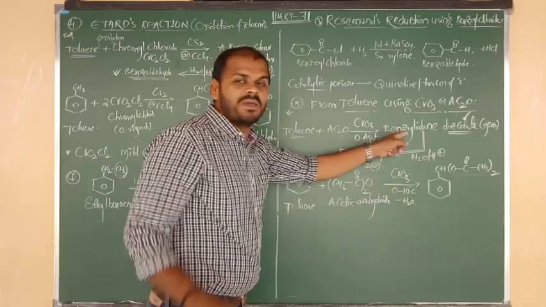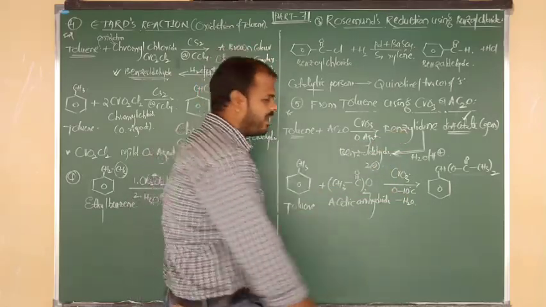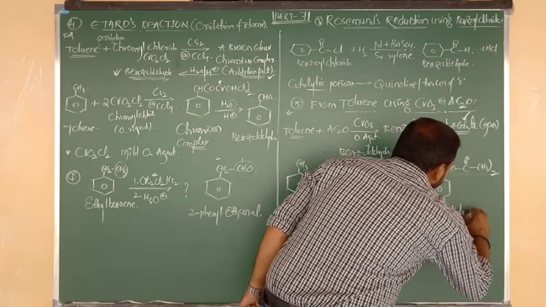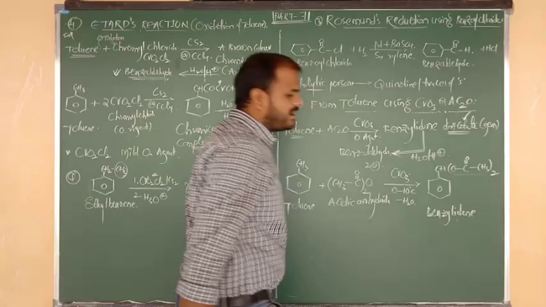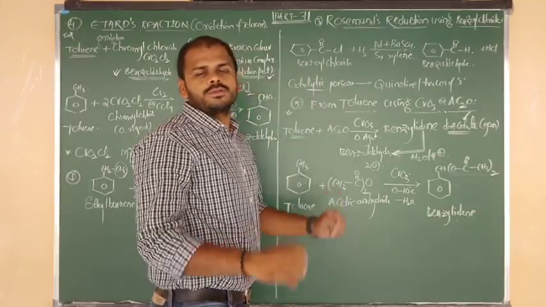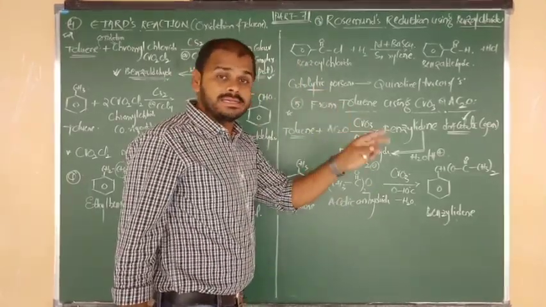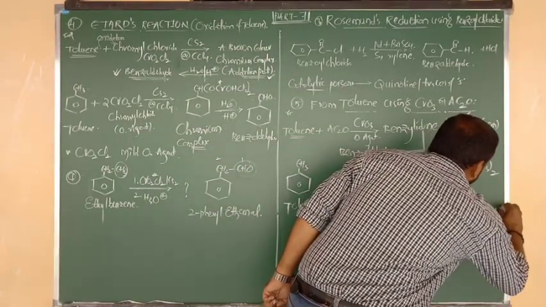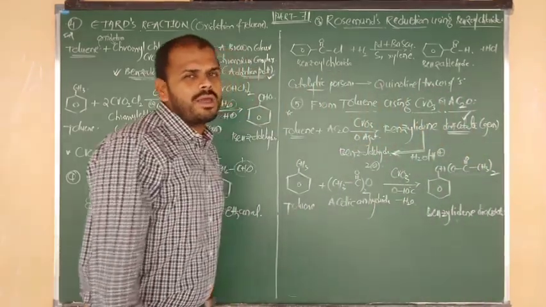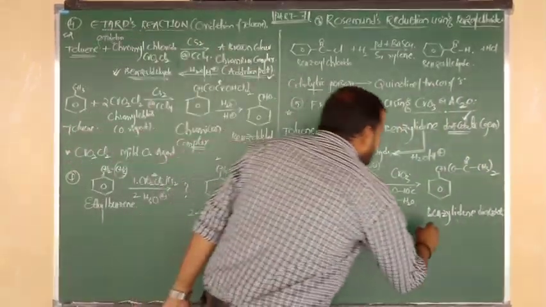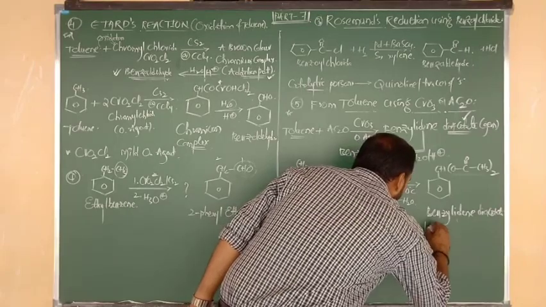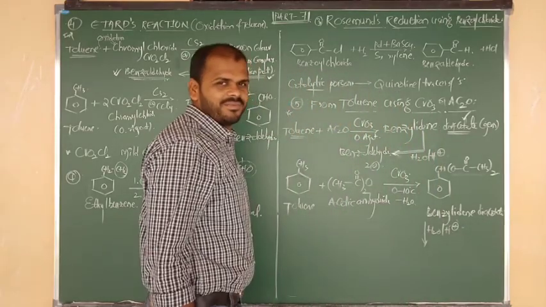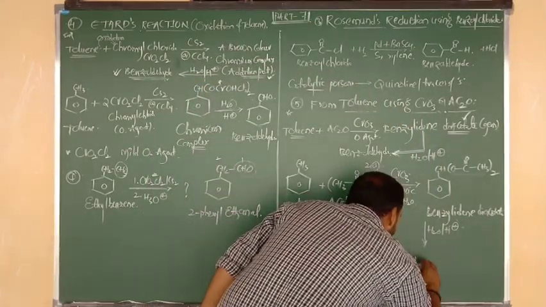What do we call the gem compound? We call it benzylidene, alkylidene, right? So what is the name of this intermediate? Benzylidene acetate, and also we can say benzylidene diacetate. No problem. This is benzylidene acetate or benzylidene diacetate, which then undergoes hydrolysis. Hydrolysis in which medium? Acidic medium. You are going to get the product benzaldehyde.